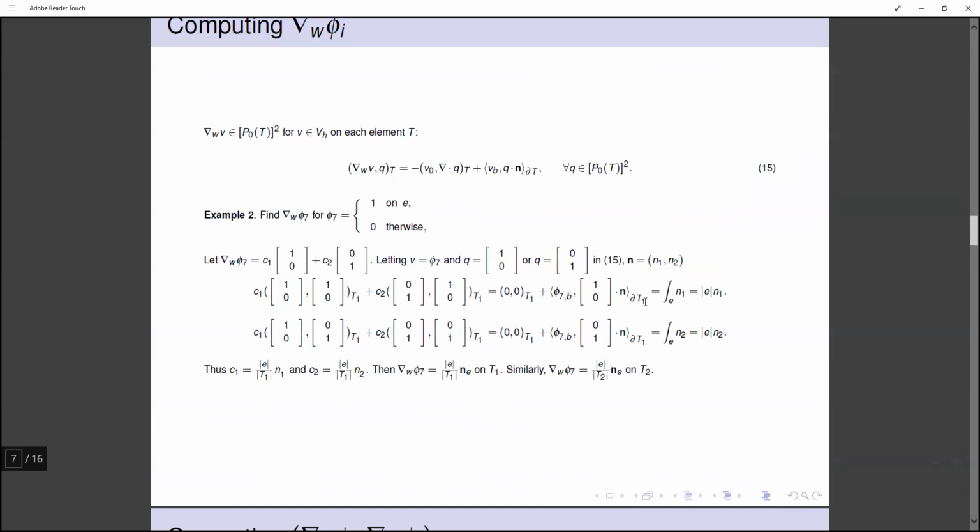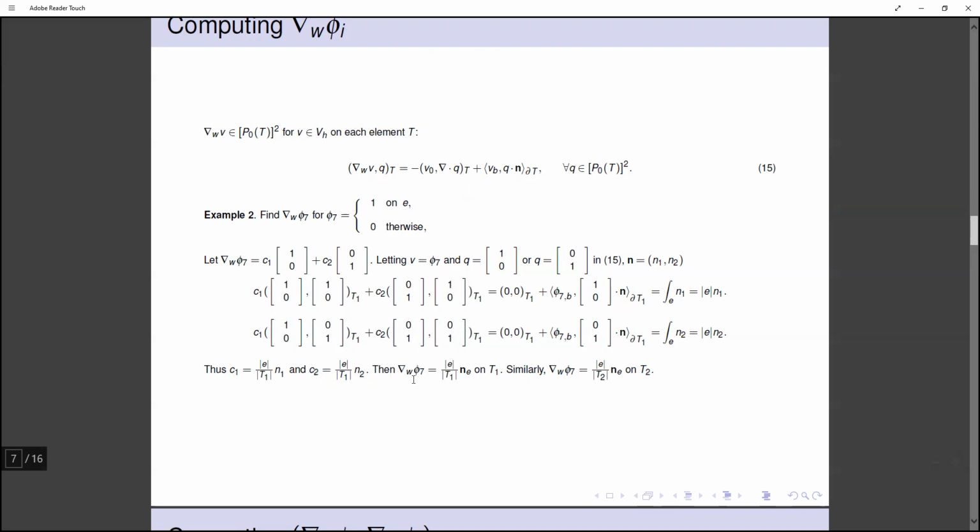Therefore, the partial T1 becomes E and the N1. You integrate this to give you the edge of E times the N1. Then on the left-hand side, this term is 0. This term again gives you C1 times the area of T1. Therefore, our C1 equals this. Similarly, we can find C2 equal to this.